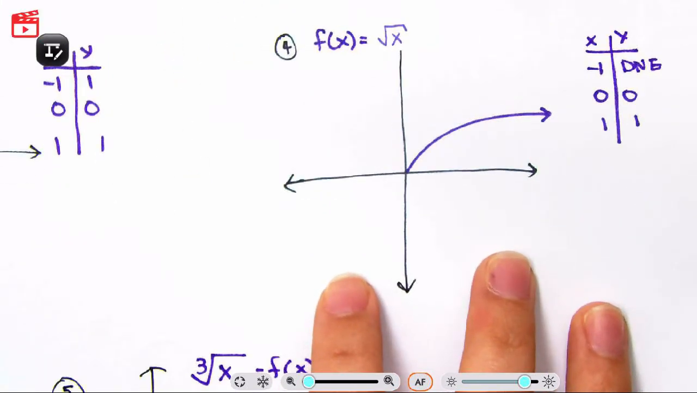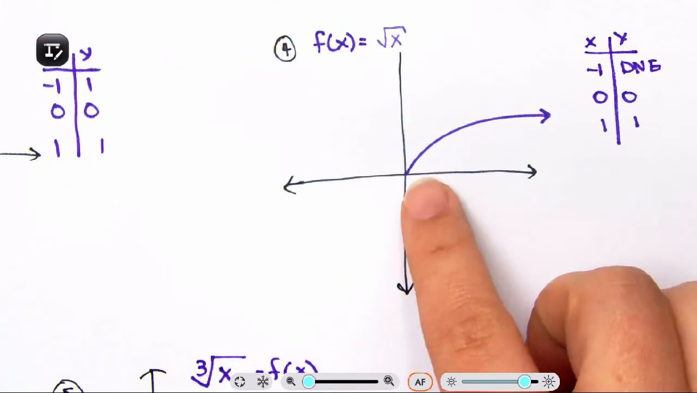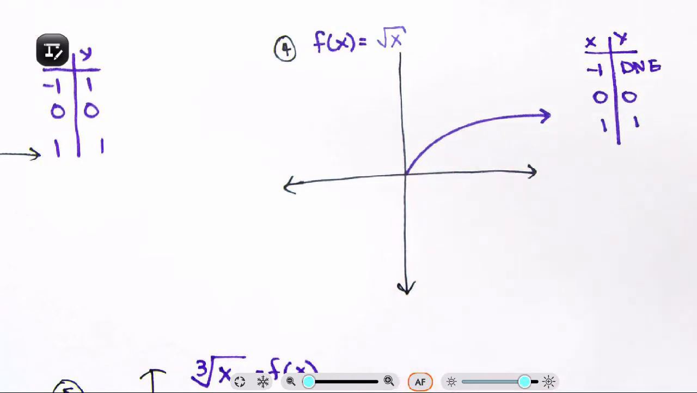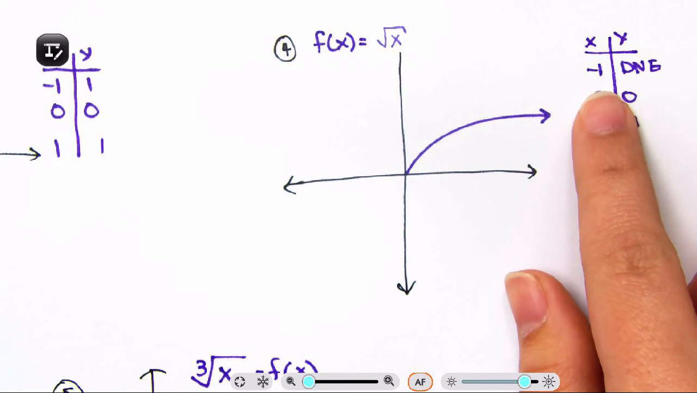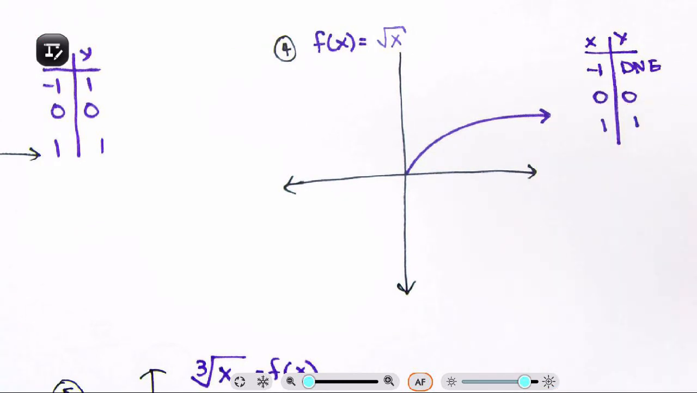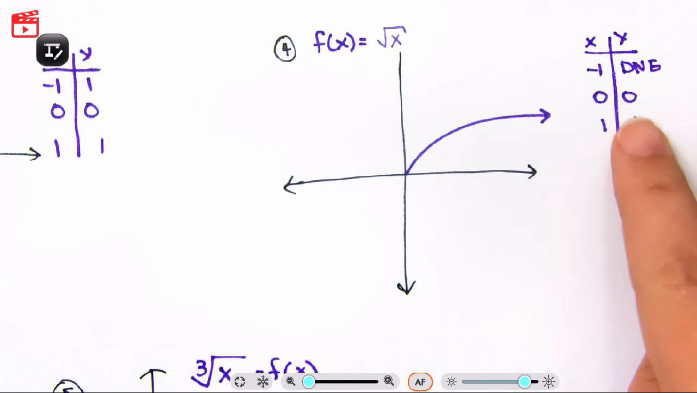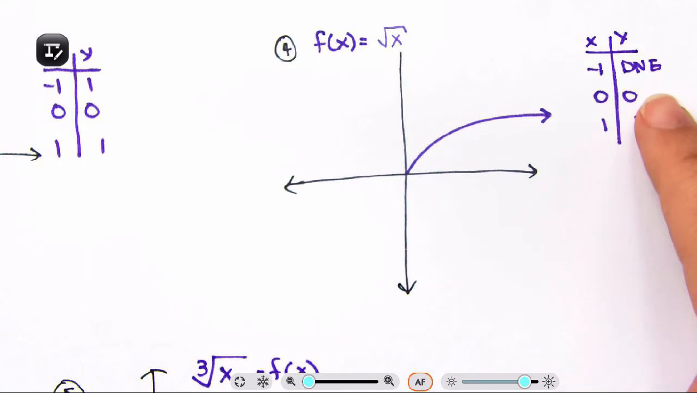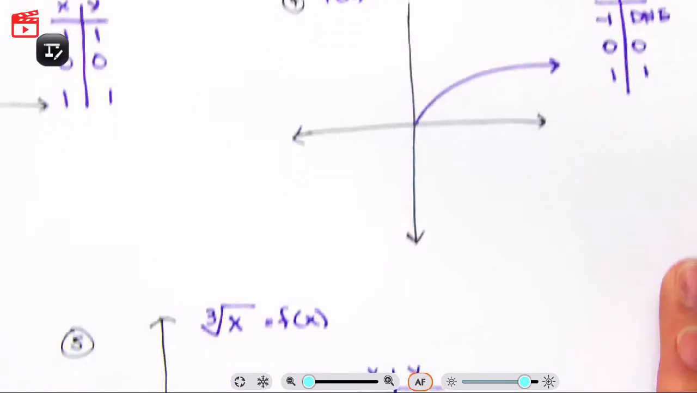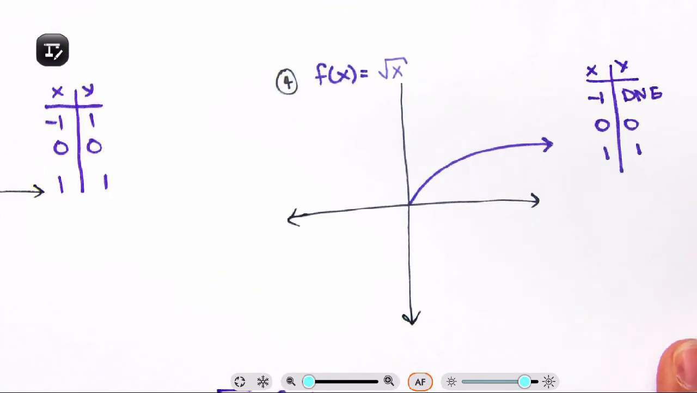Next one you're going to come across is a square root. Square root has a does not exist for anything less than 0, because you can't take a square root of a negative value. So we only have 2 reference points or 2 pretty points. I have 0, 0 and 1, 1 as my 2 pretty points for my square root function.